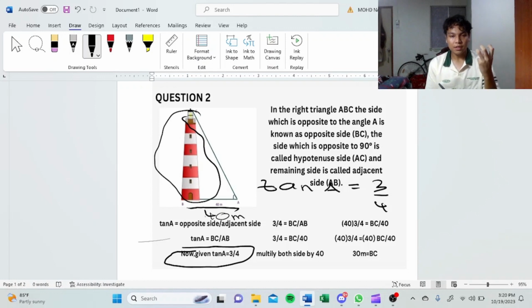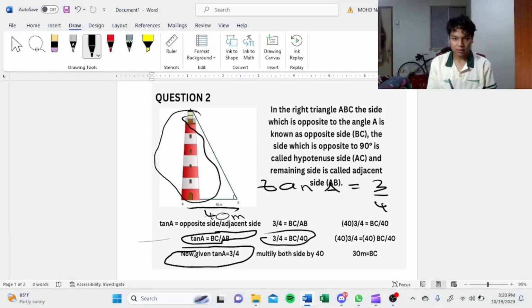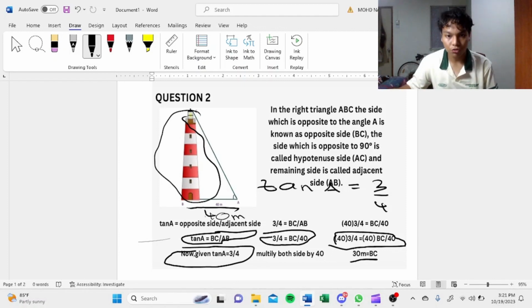So we just arrange the information given to us into the formula like this. After that, we just put in the numbers and we will get this. And lastly, we multiply both sides by 40 because we want to find BC, or the height of the tower, and we will get this, and the answer for this question is 30 meters. That is for question 2.